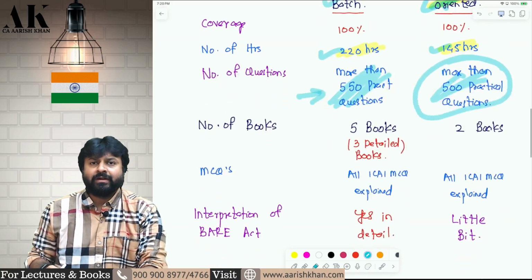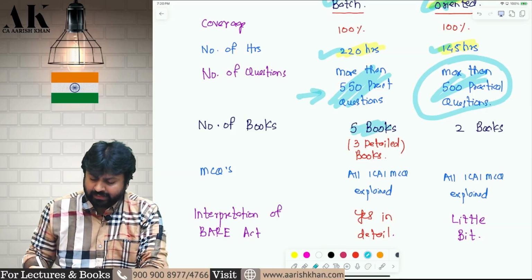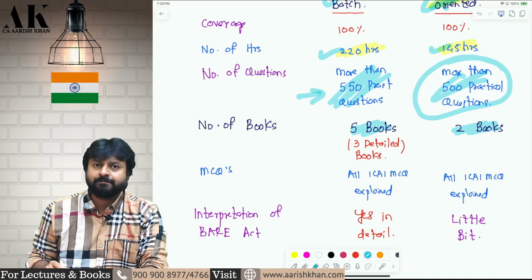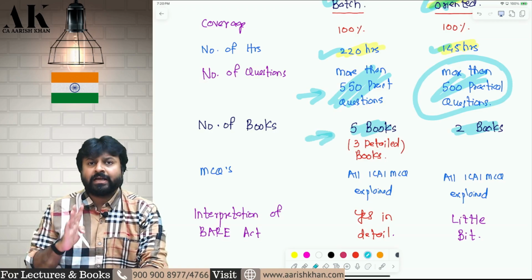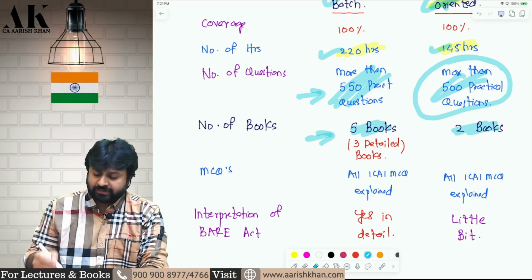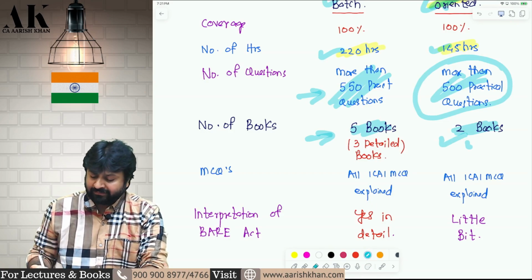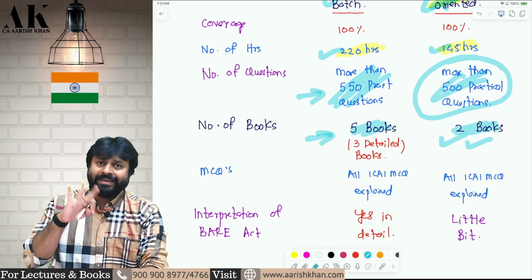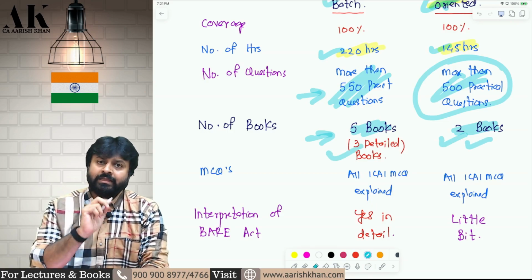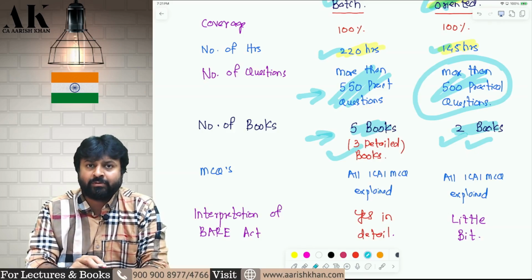Sir, how many books will be given? In the regular batch you will be getting 5 books. In the exam oriented batch you will be getting 2 books. The regular batch 5 books are as follows. One color concept book, which will also be given in the exam oriented batch. One question bank, which will also be given in the exam oriented batch. Three detailed books, which will only be given in the regular batch. Detailed books will not be given in the exam oriented batch.